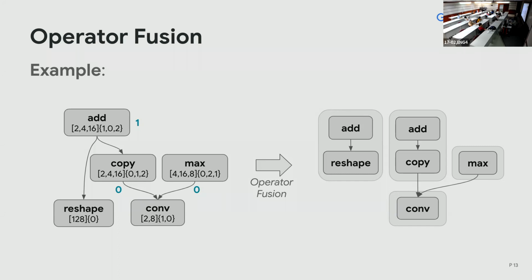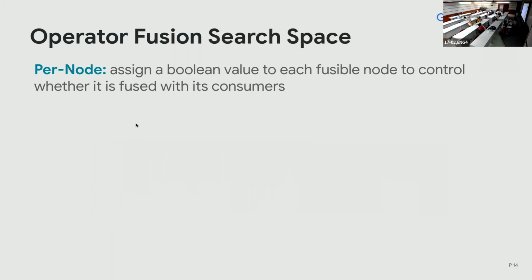However, there's a trade-off. As you can see here, add has two consumers, and when we fuse add to copy and reshape, we need to recompute add, right? So fusion can incur recomputation. So this optimization is not obvious, because you have to trade one thing for another. The way that we define the search space for fusion is quite simple. As you can see here, we can basically consider whether each node is 1 or 0, right? So that is one of the search spaces that we can try.